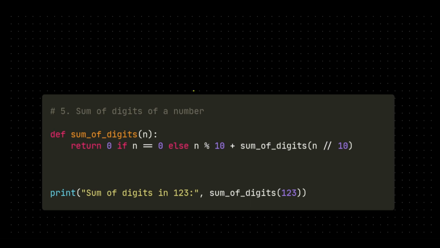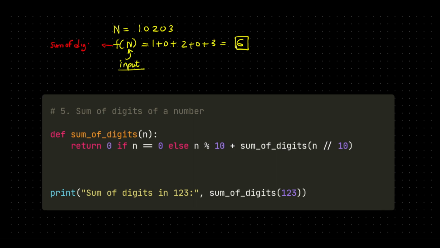Next up is to find out the sum of digits of a number. Let's say we are given a number like 1, 0, 2, 0, 3, and we need to know the sum of digits. So whenever this function is called, it returns the sum of digits, which would be 1 plus 0 plus 2 plus 0 plus 3, which would be 6 in this case. So to define the problem in terms of itself, we are given n as an input to the function, and this function returns the sum of digits of n in the base representation.